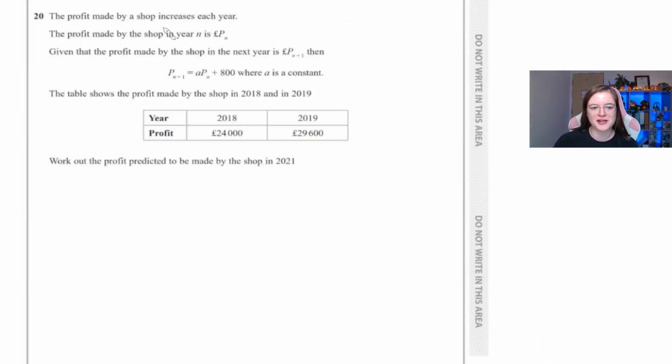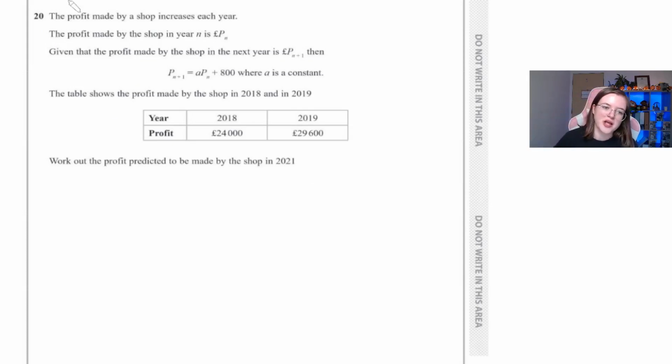The profit made by a shop increases each year. The profit made by the shop in the year N is PN pounds. Given that the profit made by the shop in the next year is PN plus 1 pounds, then PN plus 1 is A lots of PN plus 800, where A is a constant. The table shows the profits made by the shop in 2018 and in 2019. Work out the profit predicted to be made in the shop in 2021.